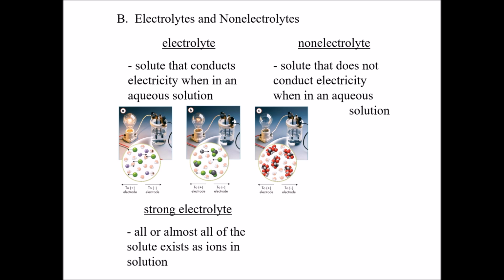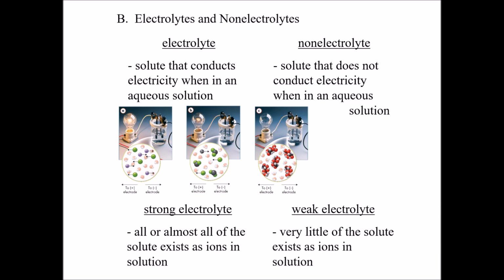So in picture A, we had a strong electrolyte because almost all of the solute turned into separate ions. In picture B, however, we had a weak electrolyte. We still had some ions, but not very many. Okay, so electrolytes can be strong or weak, or you can have a solution that's a non-electrolyte. Those are some terms you're going to need to know about, okay?